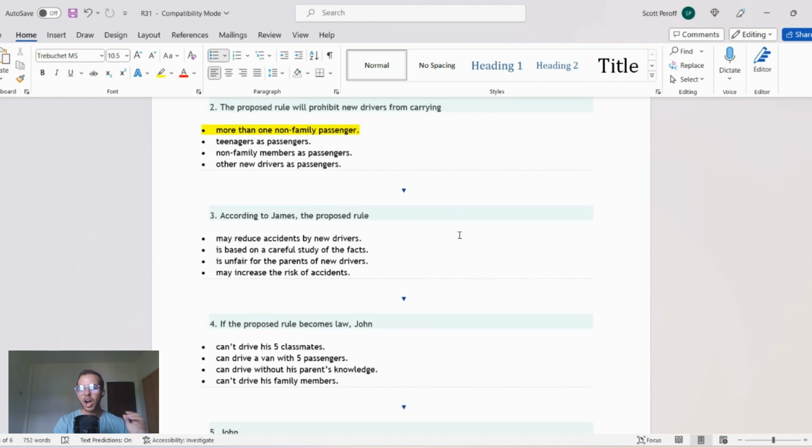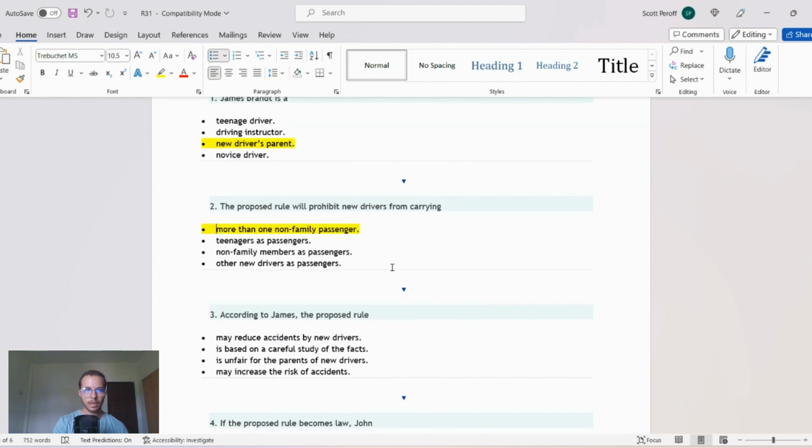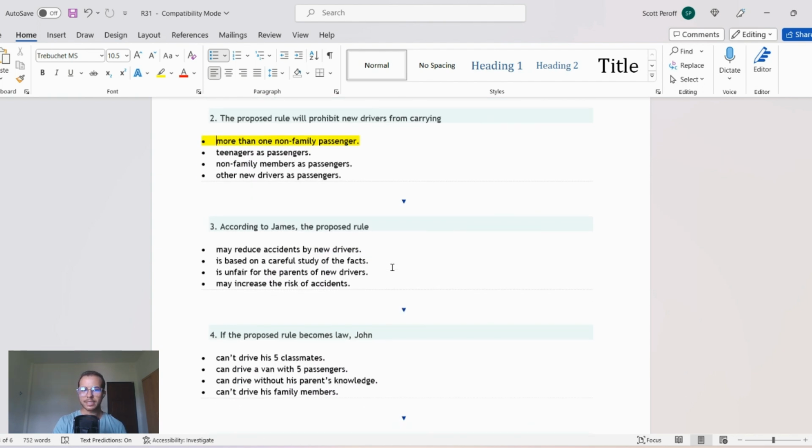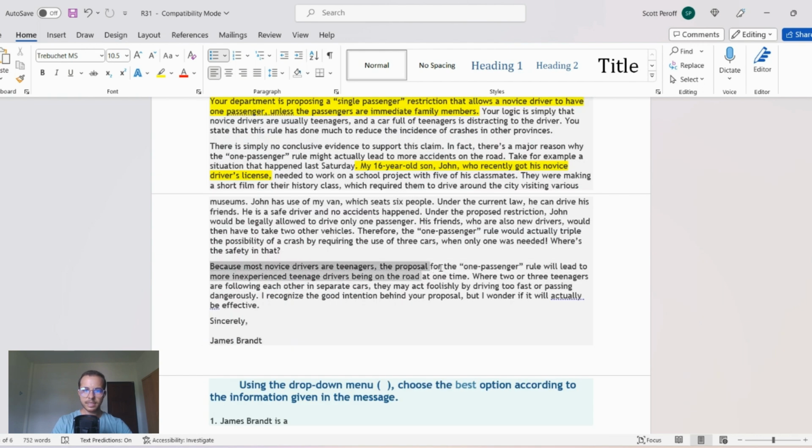Question 3. According to James, the proposed rule may reduce accidents by the new driver, is based on a careful study of the facts, is unfair for the parents of new drivers, or may increase the risk of accidents. Now, we already know that James is against this new rule. So we could understand that he's going to propose something different. So let's take a look. This sentence here gives us the answer.